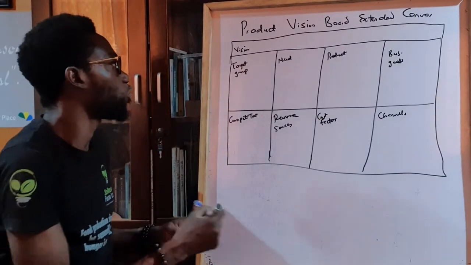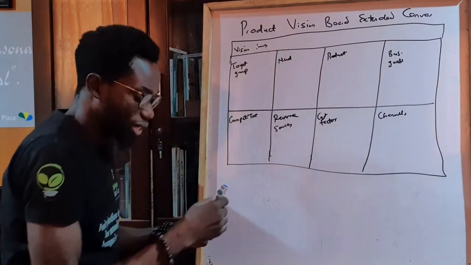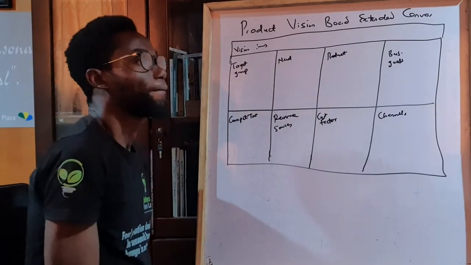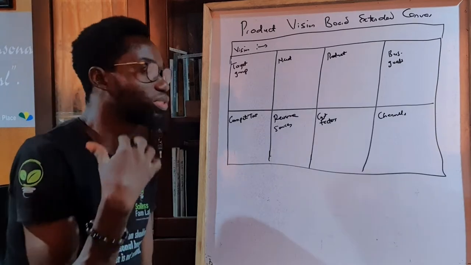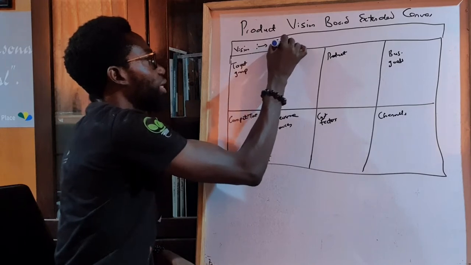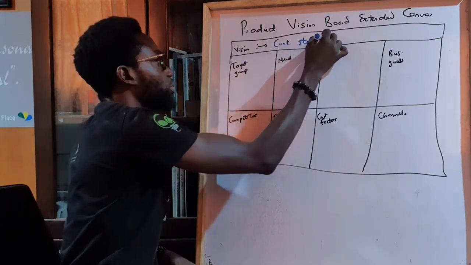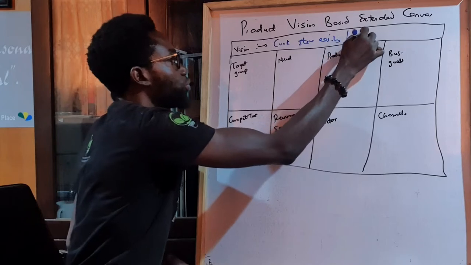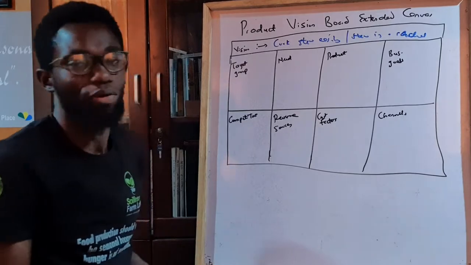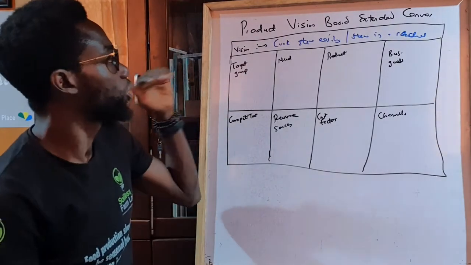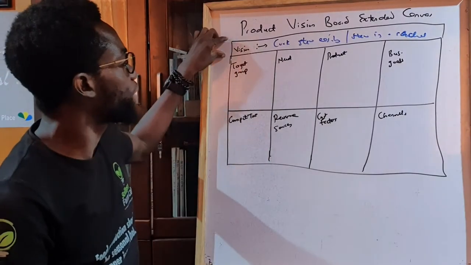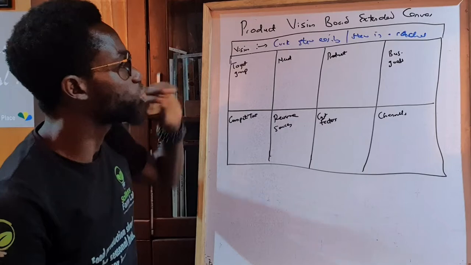So first is, what is your vision? What are you trying to do? So I could say, for example, okay, let's use the earlier one we talked about. The vision is for people to be able to cook stew easily, or have stew in a sachet. That may be what I want to do. This could be just the vision. Cook stew easily or stew in a sachet. That's the vision. So the first step in trying to develop a product is, what is the vision?